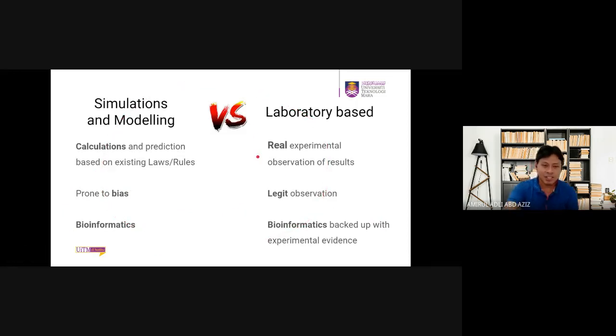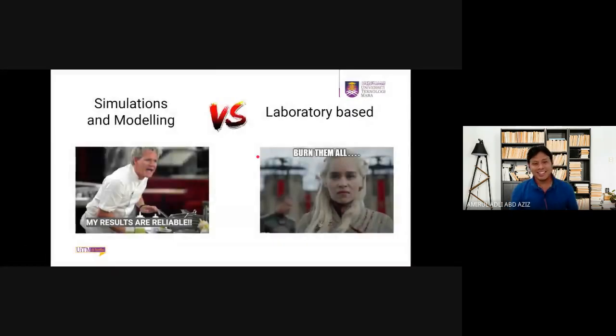And then because of this, akan ada tension between the two, okay? So you can have hardcore experimentalist yang memang I don't want to see any models or simulation. I want real data, I want real structures. Contoh, okay? Tapi simulation kata, my results are reliable. Okay, we use the current formula, the most updated ones. Okay, and that which split them into kind of two sworn enemies.